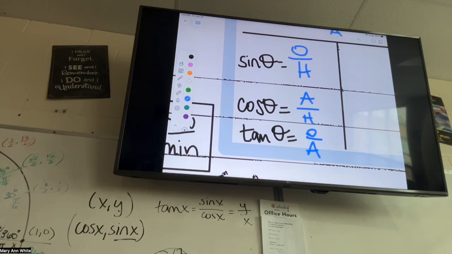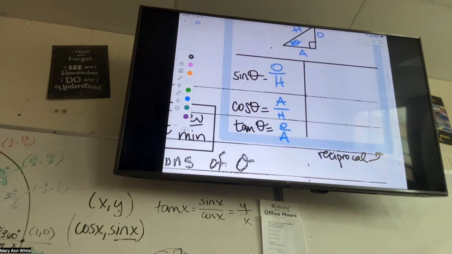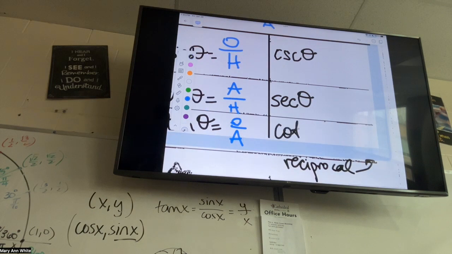Okay, now I'm going to teach you something new. Now we're going to talk about the reciprocal functions. When I say reciprocal, what does that mean to you? We flip them, right? So now I'm going to tell you about our reciprocal functions. And I'm going to put them in a certain order, okay? And these letters we saw earlier this week, and I was like, you don't know that yet, okay? The first one is going to be CSC theta. The second one is going to be SEC theta. And the last one is COT theta.